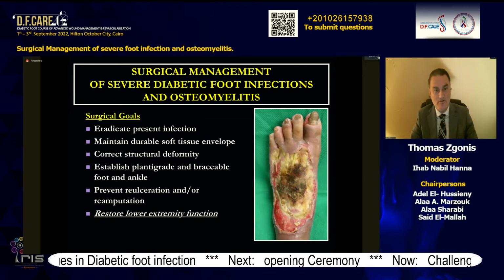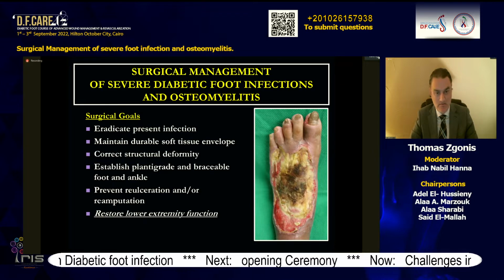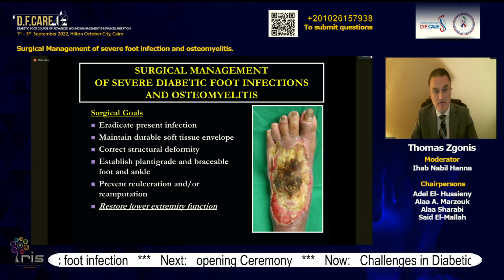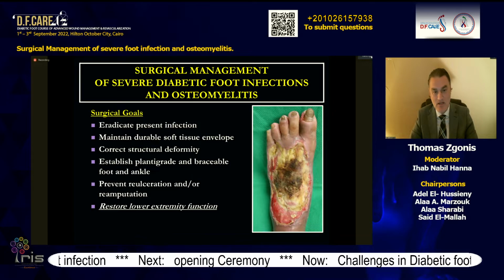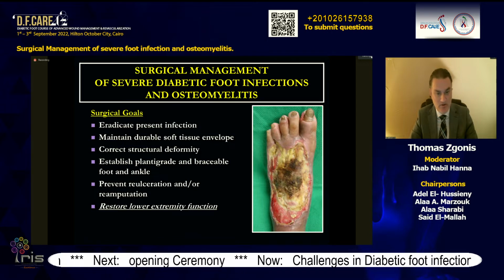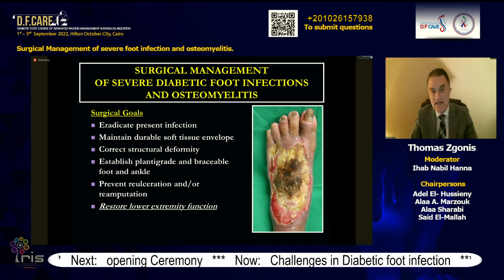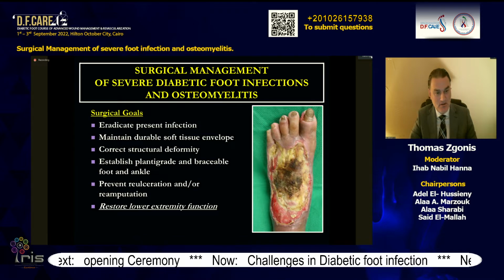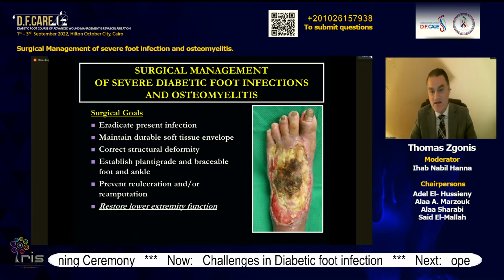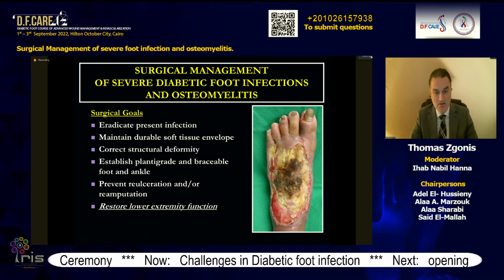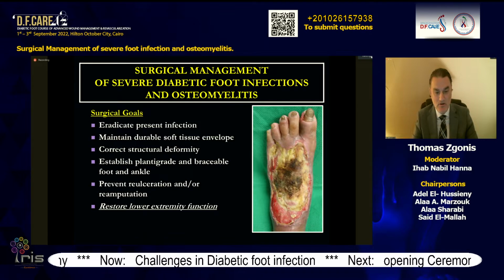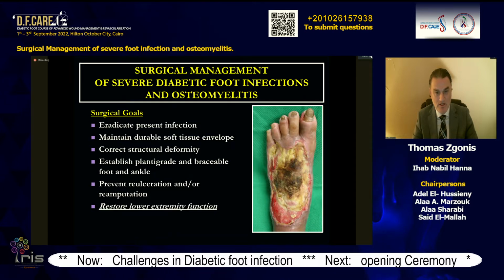The surgical goals of the management for severe diabetic foot infections and osteomyelitis, as you see here, most importantly is to eradicate the presence of infections, systemic or localized, maintain a durable soft tissue envelope after surgical debridement, as you saw in the previous lecture, and correct any underlying structural deformity. The goal should be to establish a plantigrade, braceable foot and ankle, prevent the incidence of re-ulceration or re-amputation, and lastly, most importantly, to restore lower extremity function in a diabetic population.